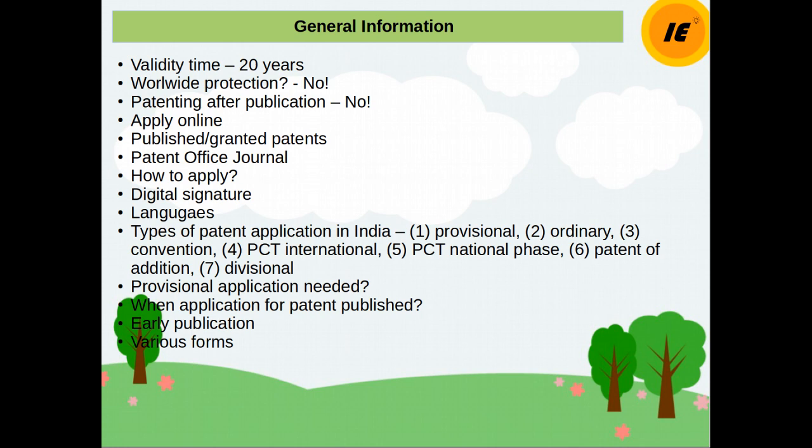There is something called PCT, so we'll discuss that later. That gives you some protection in 150 countries. I'm not sure whether those 150 countries include USA and Europe and these places, so I'm not really sure about that.